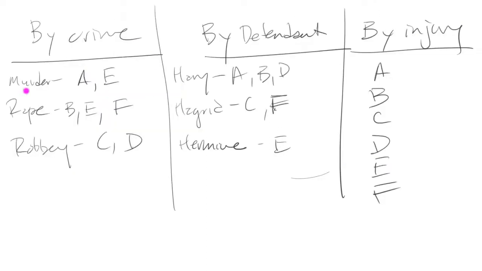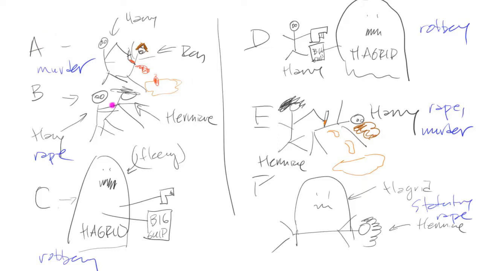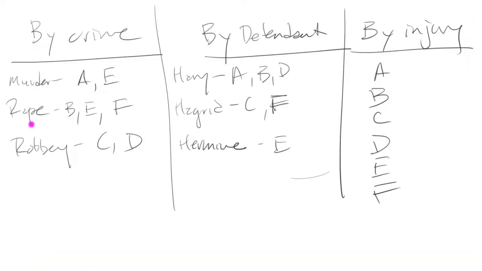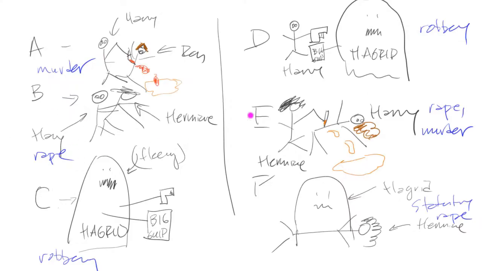By crime, you can do it in the order that the crimes first appear, but with murder, you have to jump from A to E. Then the rapes are B, E, and F if you include the statutory. You have to read it a second time to catch all the rapes. And then there's robbery, and you go through for a third pass, and you get robbery, robbery. 3 passes, not so efficient.